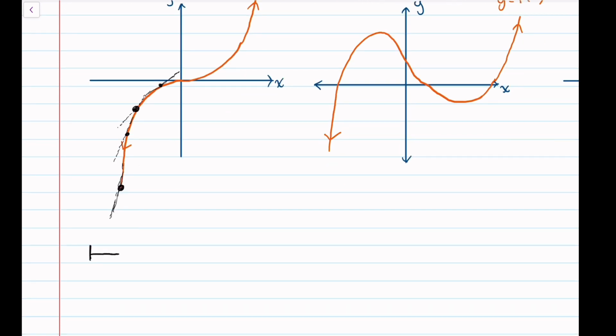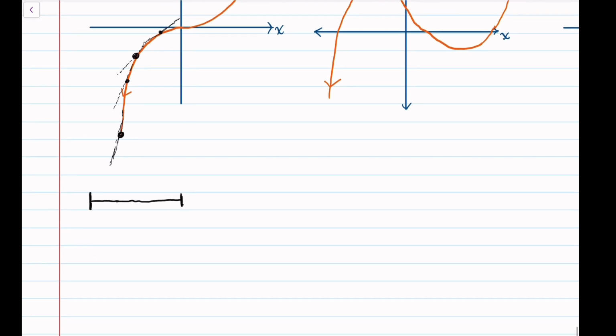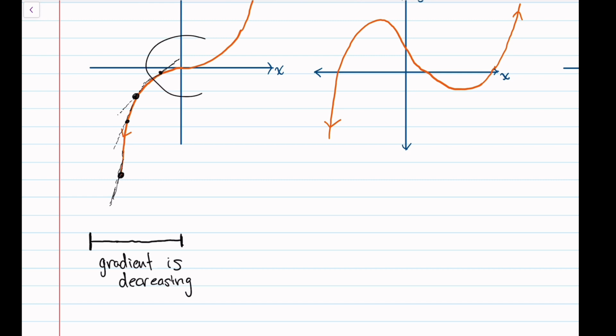So from this point all the way up to the y-axis, or when x is equal to 0, that entire region, we could say that the gradient is decreasing. It's slowly getting less and less. It started off very, very steep, and then as we nearly approach the stationary point, when x is equal to 0, the gradient is approaching a point where it's going to be 0. So from negative infinity all the way up until this point when x is equal to 0, we would say the gradient is decreasing. It's slowly getting less and less.